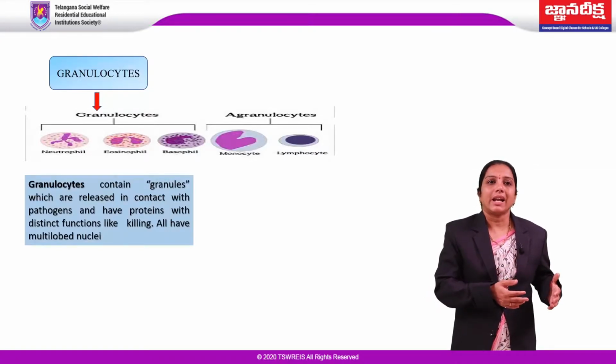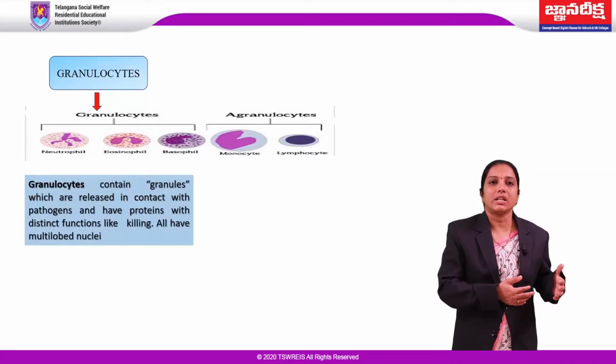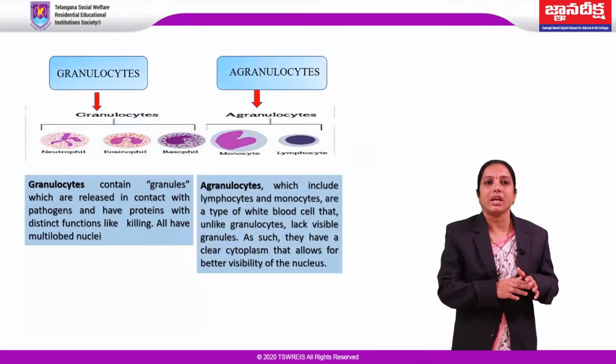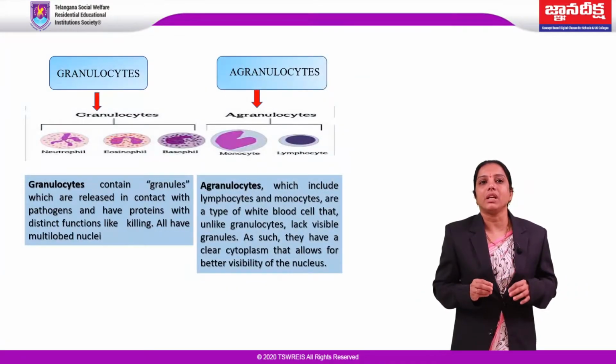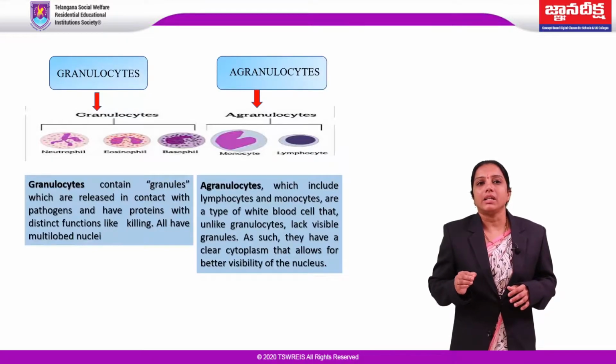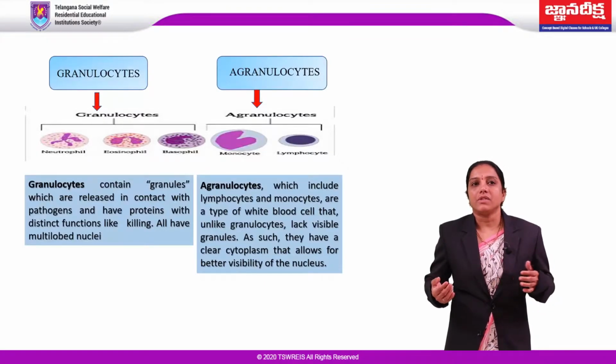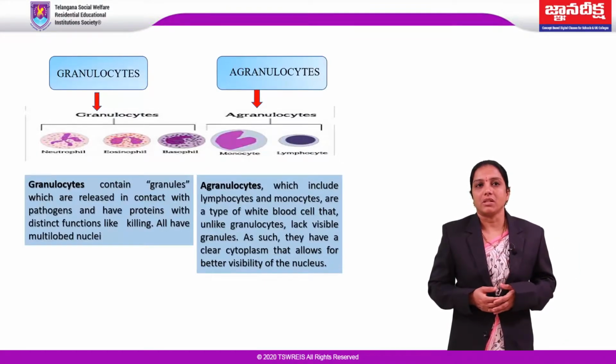In contrast, agranulocytes such as monocytes and macrophages do not have any granules in their cytoplasm, so the nucleus is very clearly visible, and these are mainly meant for the phagocytosis action. Now, we will learn these cells one after the other. First, we will discuss the neutrophils.